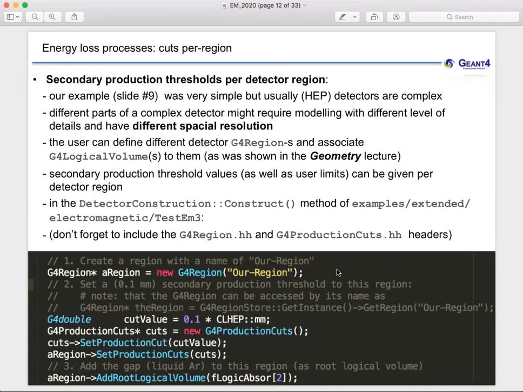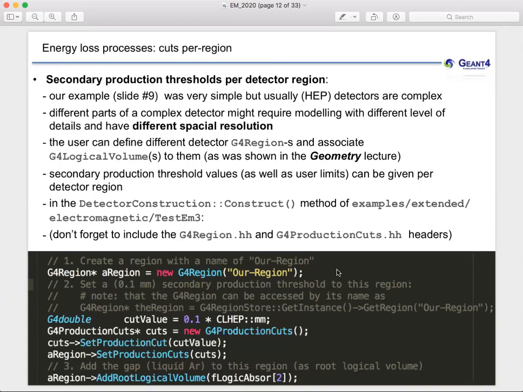So you would like to be able to set different production thresholds because you have different spatial resolution and different interest in granularity of the simulation in different parts of the detector. And this is exactly what the region concept gives you, among many others. If you remember in the geometry lecture, you can define regions in your detector and you can assign volumes to a given region. And you can set the secondary electron production threshold for a given region.